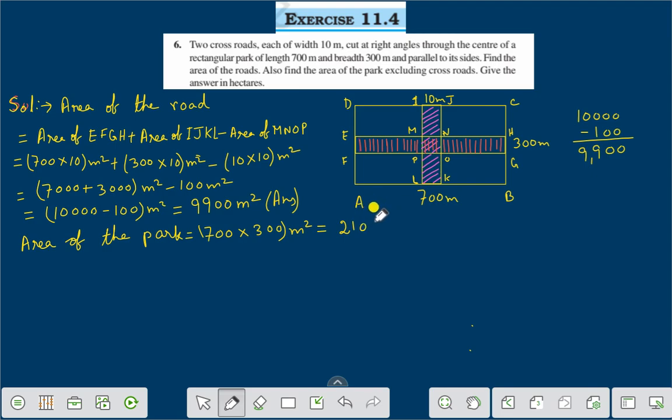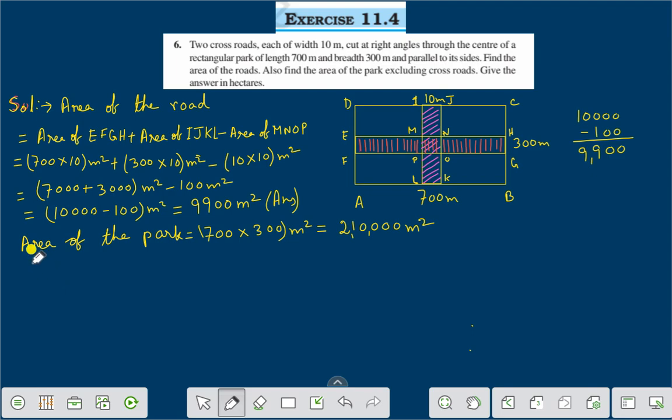Meter square. This is the area of the park. Now we have to find the area of the park excluding the crossroad.